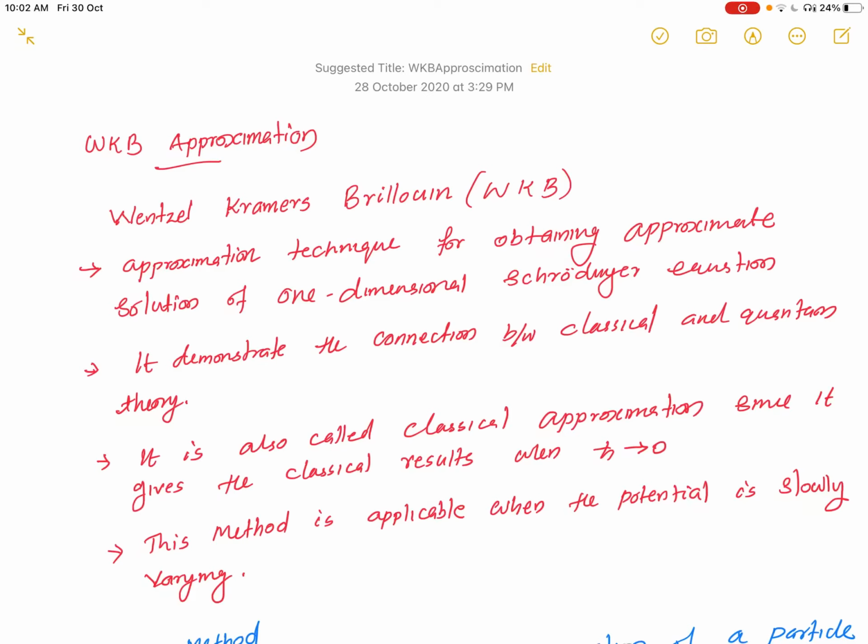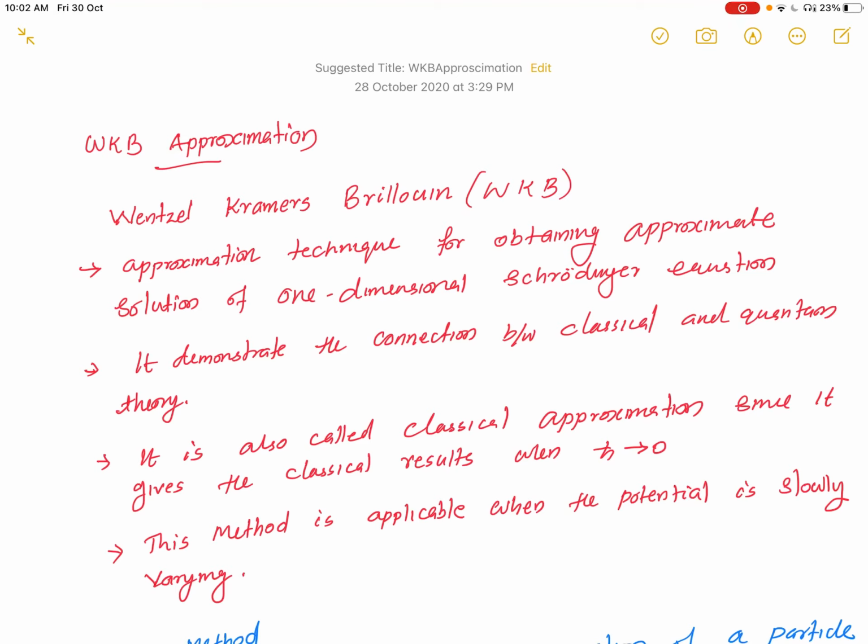Dear students, in this lecture, I'm going to explain another approximation technique. We already explained the variation principle and time independent perturbation theory. All are approximation techniques to solve the time independent Schrodinger equation. The WKB approximation is another approximation technique to solve it.